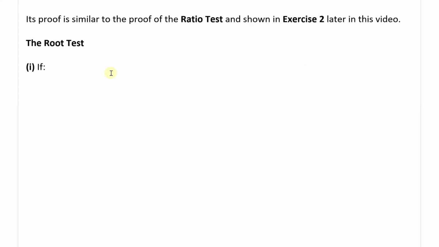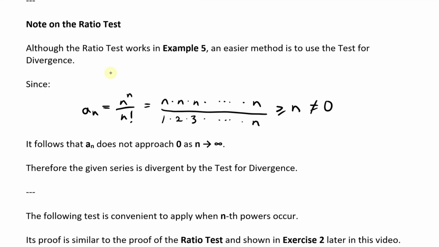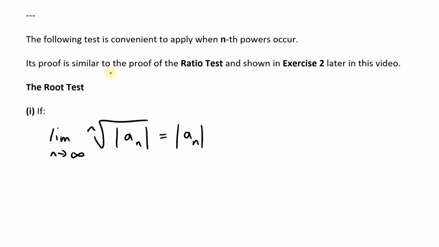Part A of it is again very similar to the ratio test. If we have the limit as n approaches infinity of the nth root of the absolute value of an, and remember the nth root is not to be confused with the square root, because that's just the second root, or the 1 over 2 power. So in other words, this equals the absolute value of an to the power of 1 over n. When we're dealing with nth powers like this, we can try to cancel those out. That's using this root test, with 1 over n.